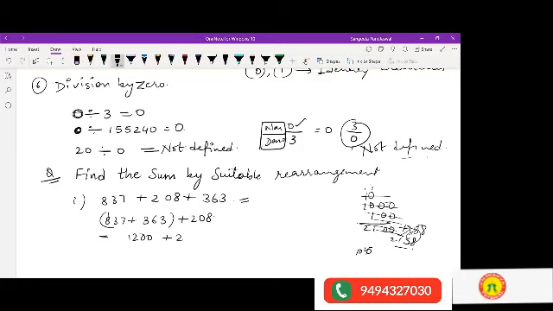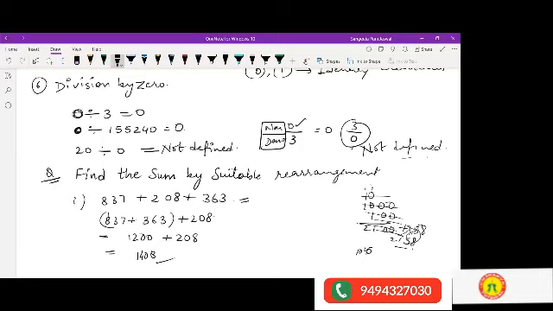Now 1200 plus 208. Is that a little bit easy to add? Yes, ma'am. 0 plus 8 will be 8. Now in the tens place we have just zeros. Then 2 plus 2 is 4. Like this. Okay, this is what we get.